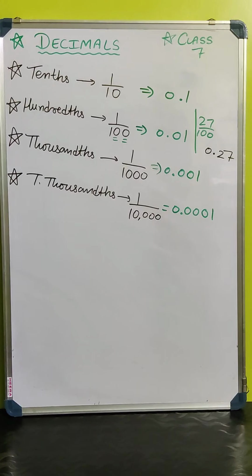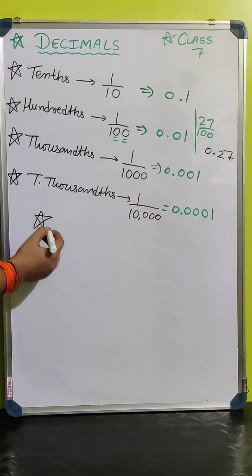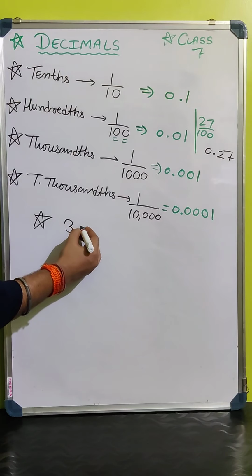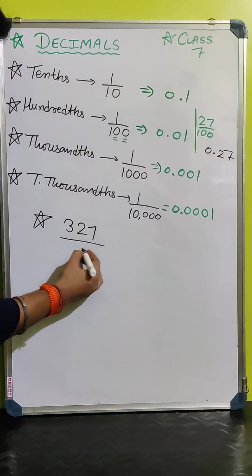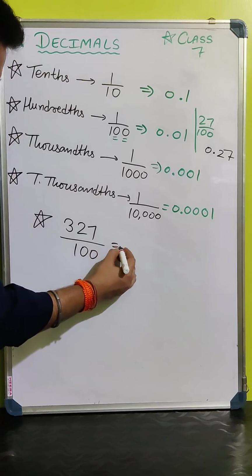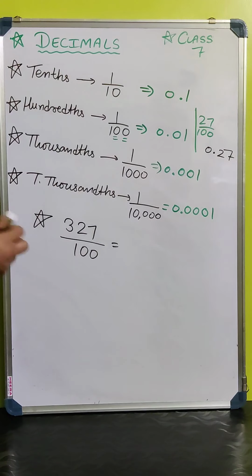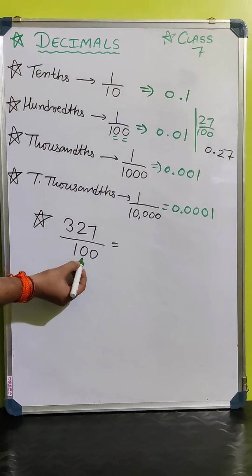If I take some examples regarding this, if I write here 327 divided by 100, now how many zeros are there? Two zeros are there, so the decimal will come after two places. You will start from the ones place. Then you will write 3.27. You will take numbers from the last.